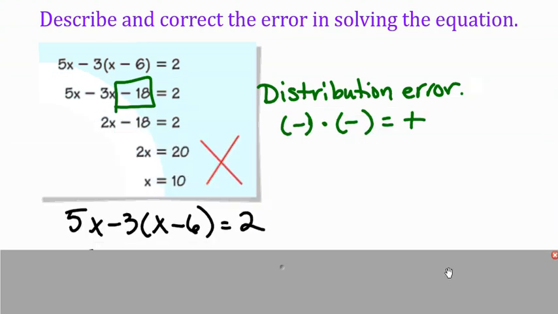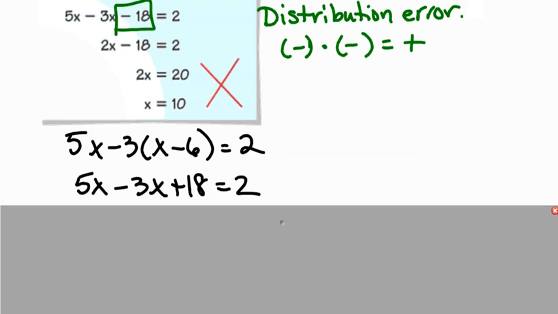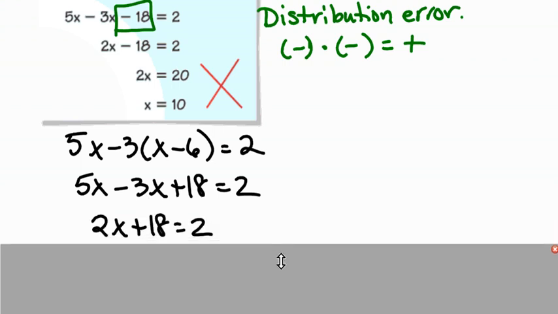So think about what should have happened. We know that should be a positive 18. So at this point going forward, what should be our value for x? We know it can't be 10. Well, we have some like terms here that we can combine. 5x minus 3x, that would be 2x. So now we have 2x plus 18 equals 2.